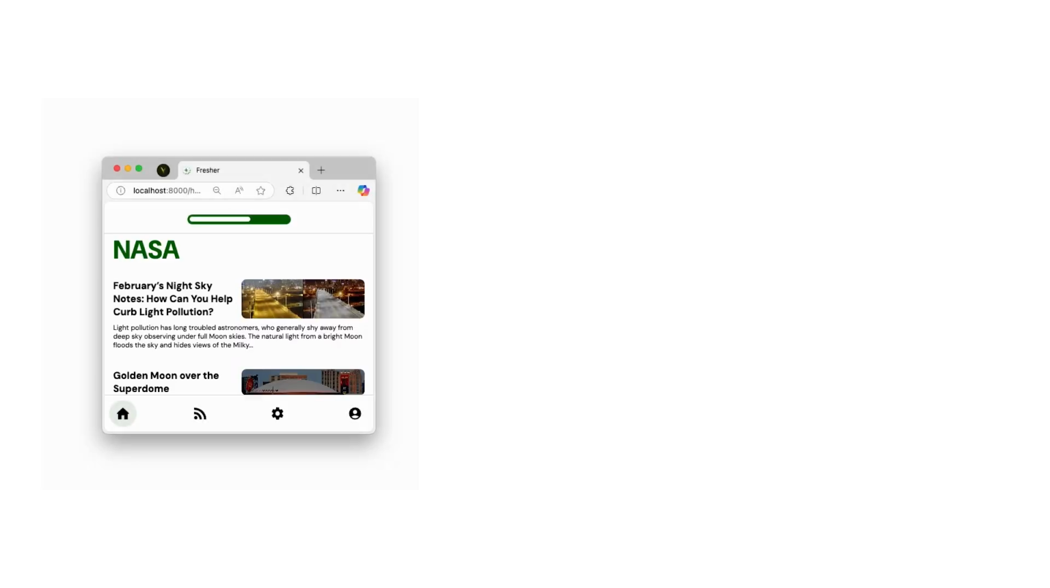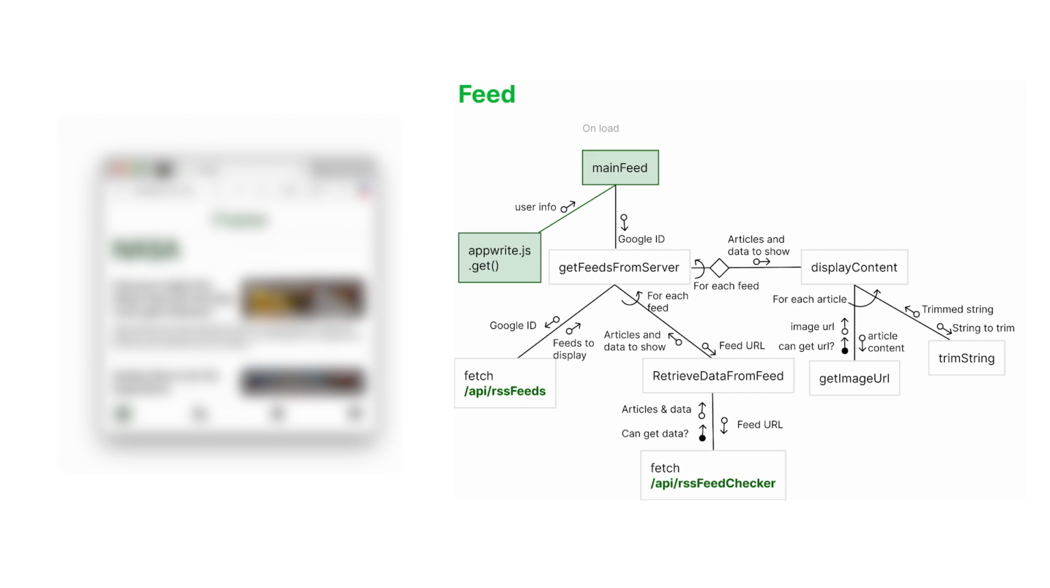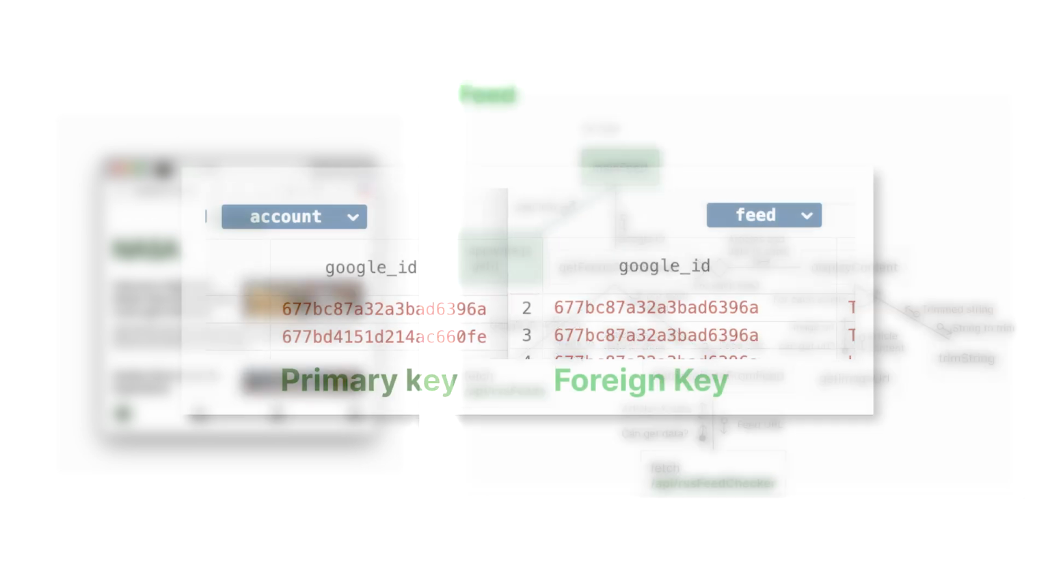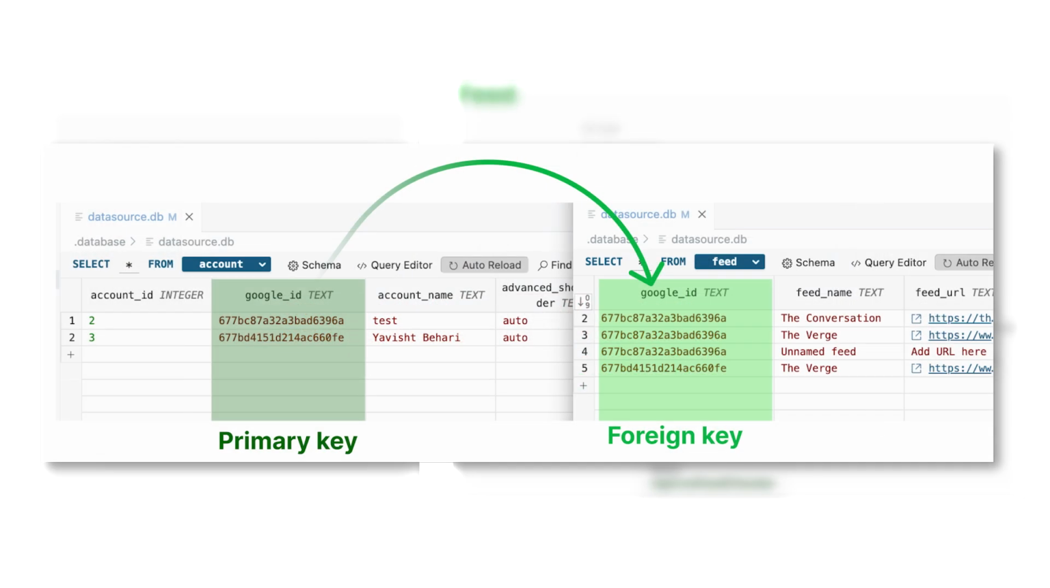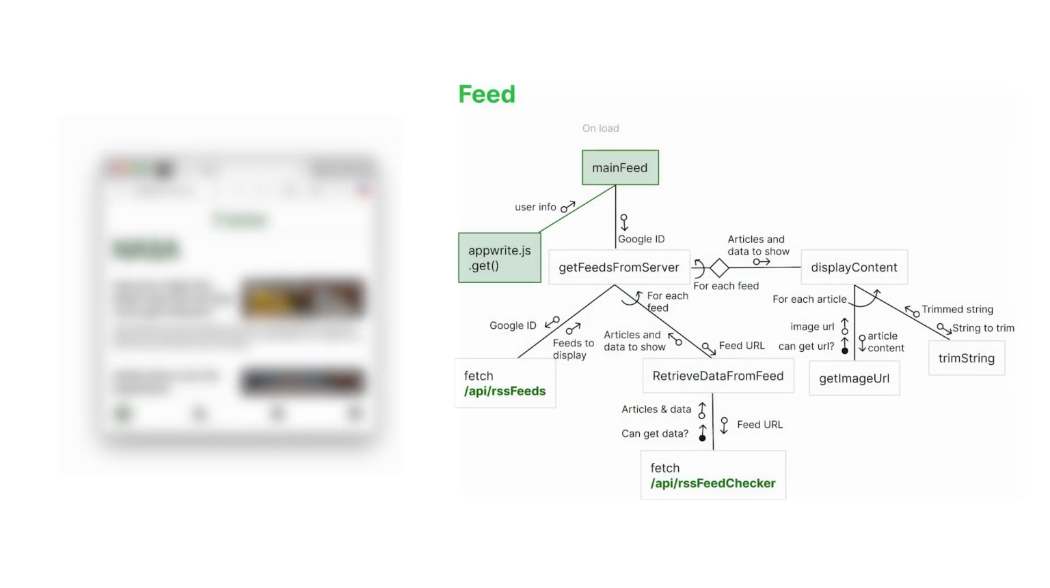Feed creation is the most complex part of Fresher. Like every other part of the web app, Fresher starts by pulling the user account details from Upright, getting the Google ID. This is because the Google ID acts as a key to access information in the SQLite database. After obtaining the Google ID, Fresher fetches the feeds to display from the server.